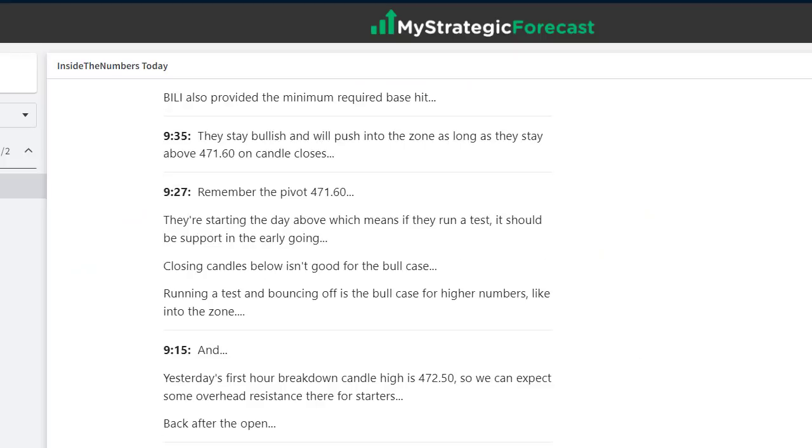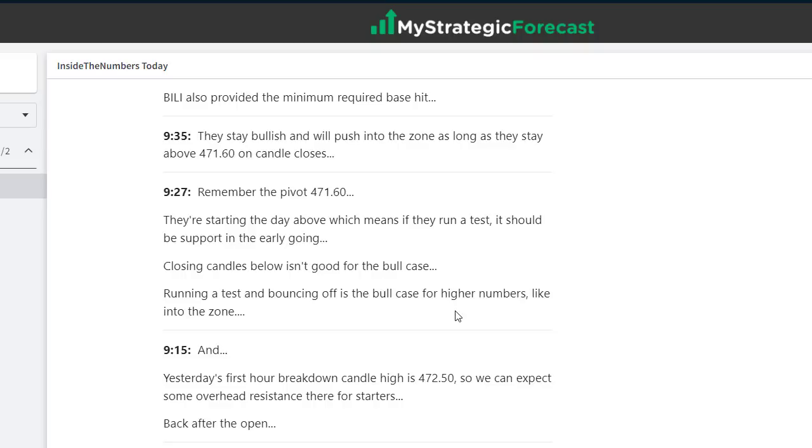All right, let's see what else we have. Remember the pivot, 471.60? Now here's the deal. They're starting the day above, which means if they run a test, it should be support in the early going. Closing candles below isn't good for the bull case. Running a test and bouncing off is the bull case for higher numbers, like into the zone.